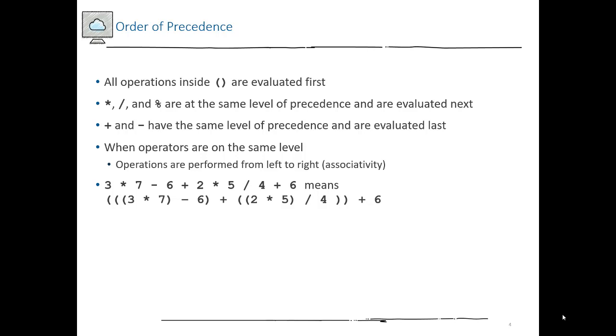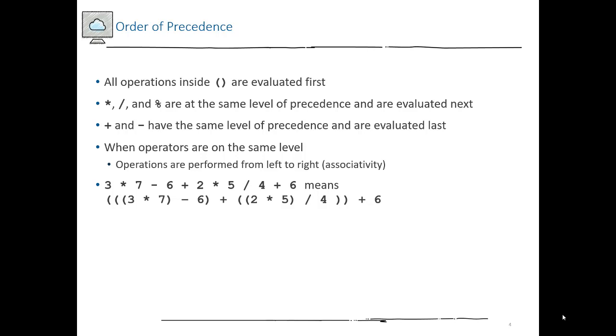All operations inside the parentheses are evaluated first. And then multiplication, division, and mod are at the same level of precedence and are evaluated next. And addition and subtraction both have the same level of precedence and are evaluated last. So when operators are on the same level, the operations are performed from left to right.